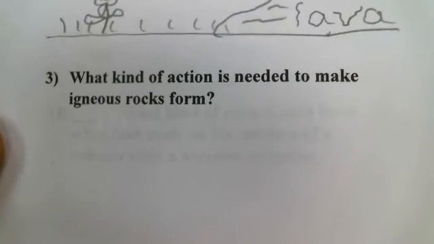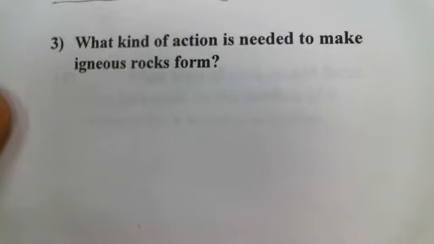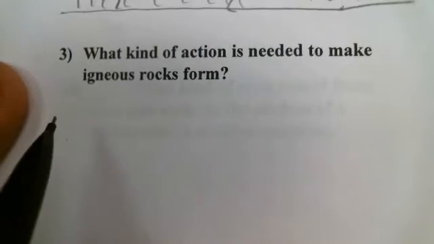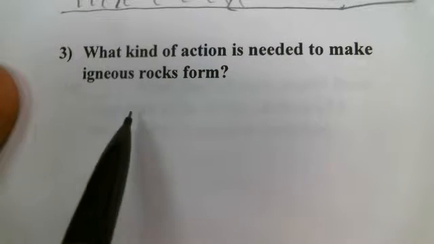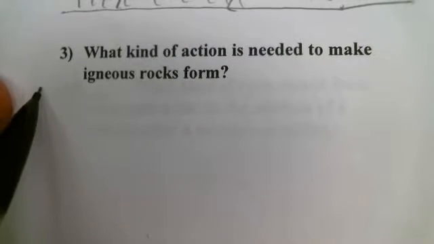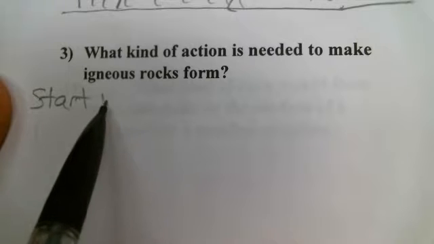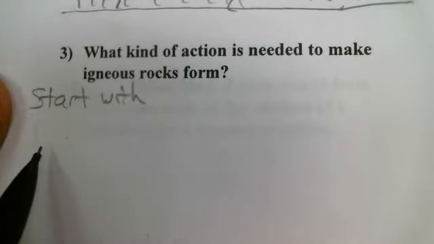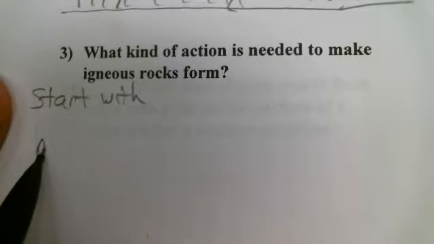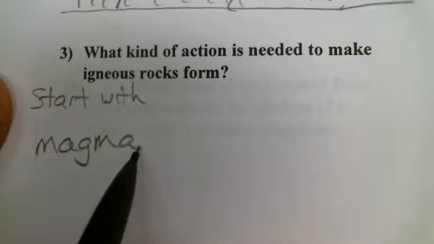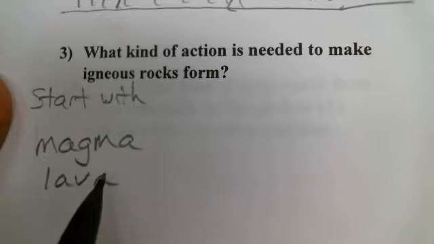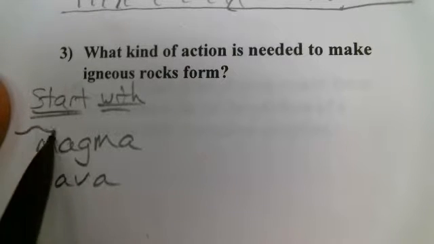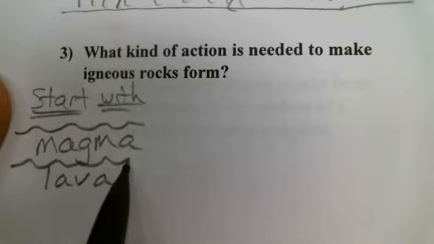Number 3, copy this question only if you got question number 3 wrong. This is going to be a little bit more involved here. Okay, let's label this first of all. What kind of action is needed to make igneous rocks form? So let's label this as start with. What materials do we start with in order to make igneous rocks? We start with either magma or lava. And to remind us about the liquid nature of these things, let's draw squiggly lines here.